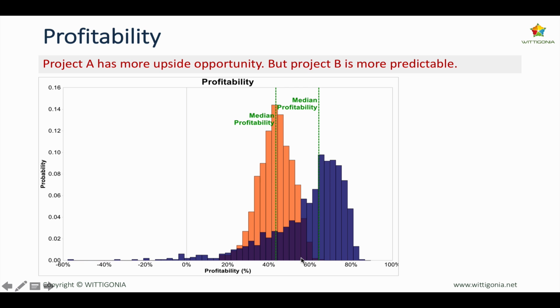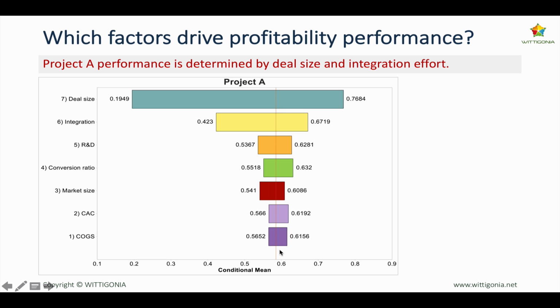But the question is, how much risk are you willing to take? And with project A, you have a lot more downside risk for the profitability. So it's an important consideration. The next question to ask is, which factors are driving profitability performance? And we get this from our simulation here.